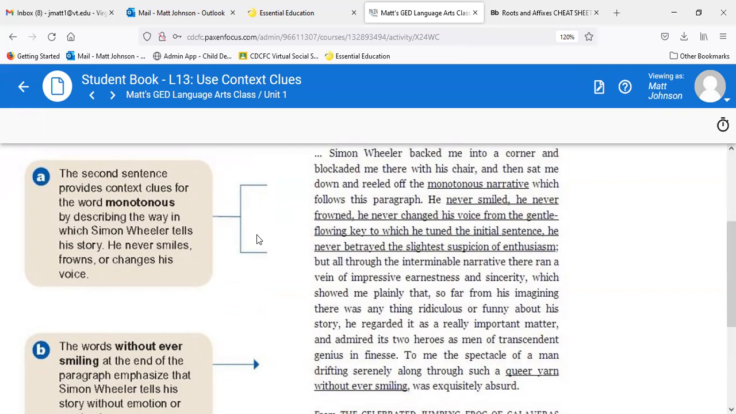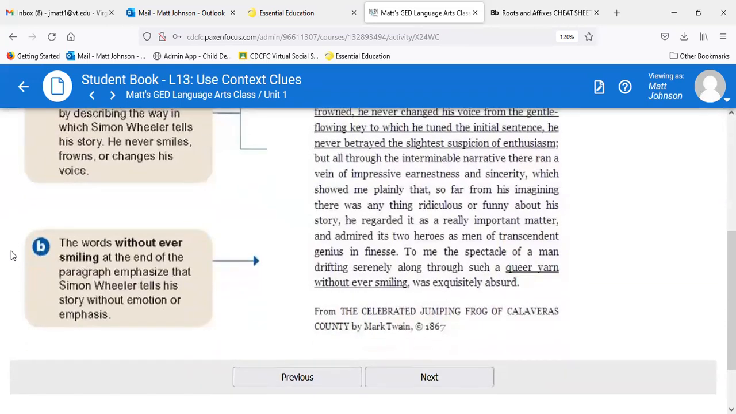So if you're unfamiliar with that word monotonous, what the heck? Where can I find some context around that word? He says, then sat me down and reeled off the monotonous narrative. Never smiled, never frowned, never changed his voice from the gentle flowing key to which he tuned the initial sentence. He never betrayed the slightest suspicion of enthusiasm, right? So that's speaking monotonously, without emotion, without passion.